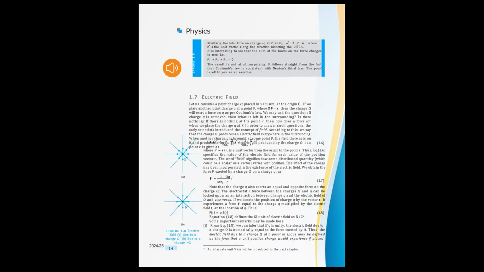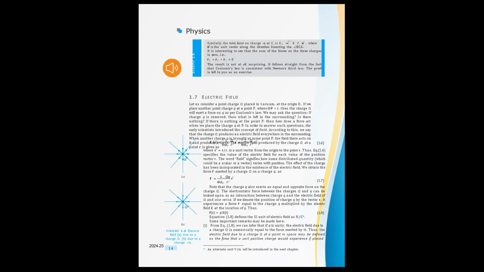Thus, equation 1.6 specifies the value of the electric field for each value of the position vector r. The word field signifies how some distributed quantity, which could be a scalar or a vector, varies with position. The effect of the charge has been incorporated in the existence of the electric field. We obtain the force F exerted by a charge Q on a charge q as F is equal to 1 by 4 pi epsilon naught Q times q by r square r cap. Note that the charge q also exerts an equal and opposite force on the charge Q.